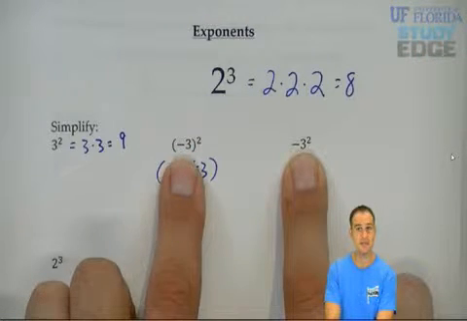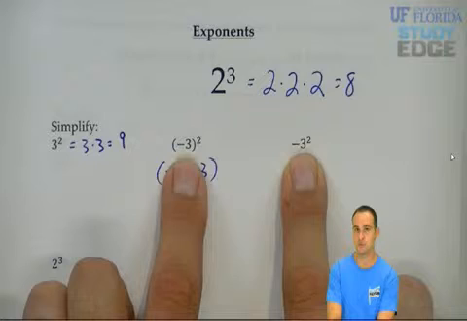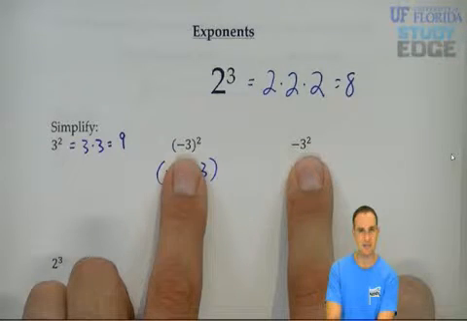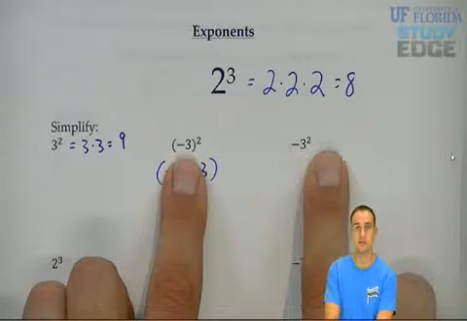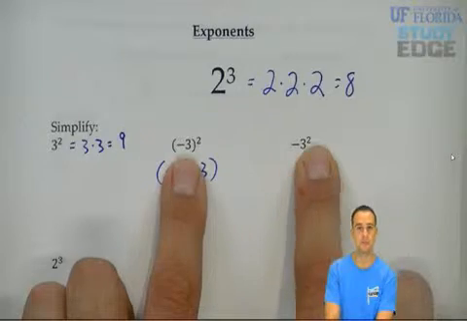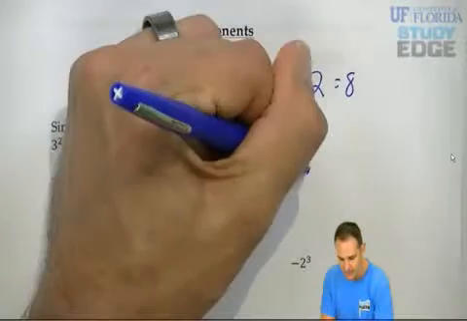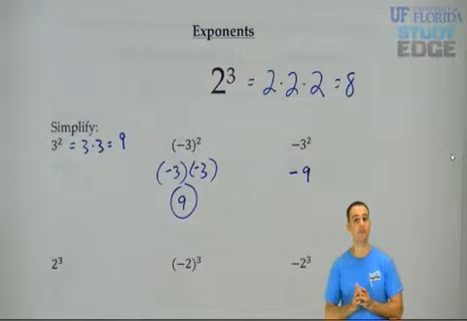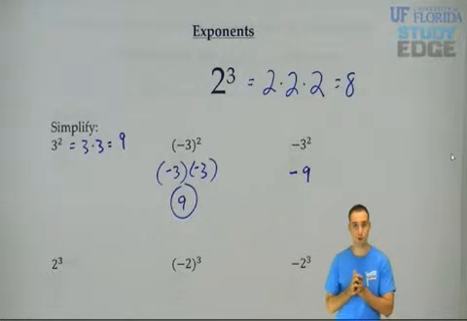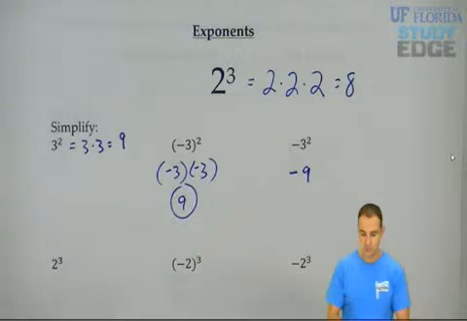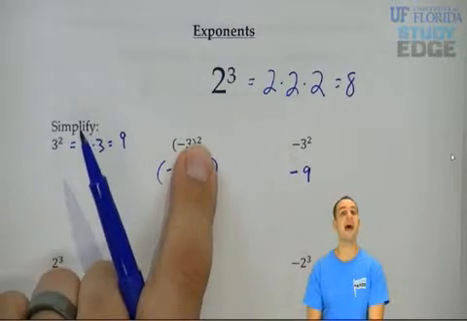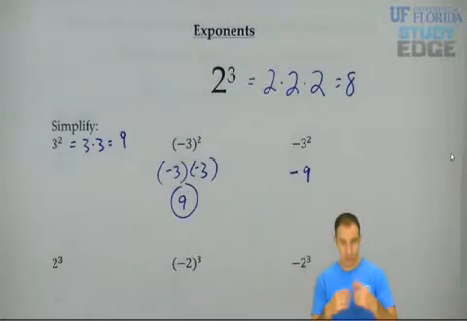The one on the left, the negative is in parentheses. The negative is getting squared. The one on the right, the negative is not. Only the 3 is being squared. 3 squared, 3 to the second power, 3 times 3 is 9, and the negative you leave. So you do have to be very careful when you have parentheses or not. If it's in parentheses, you would apply that exponent. If it's not, then you would not.